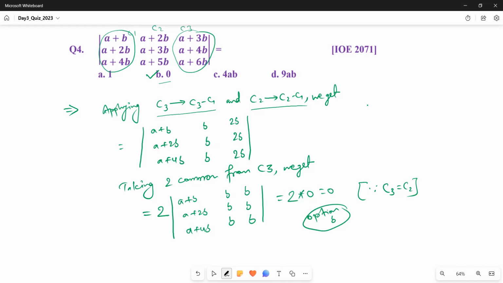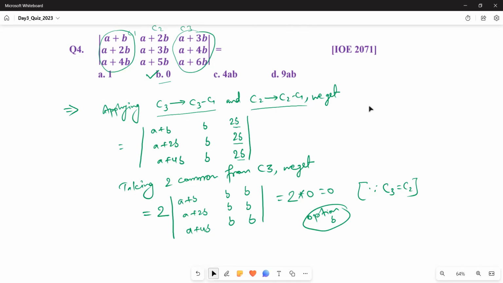So when you subtract a plus b from a plus 3b, what will be left? 2b, right? So here we have 2b. Again, when you subtract a plus 2b from a plus 4b, what will be left? 2b. Again, when you subtract a plus 4b from a plus 6b, what will be left? 2b. So in this column 3, we can see that all of these values are 2b, 2b, 2b itself, right? Similarly you can do for column 2, that is C2 will be C2 minus C1. So we'll be left with b, b, b, right?